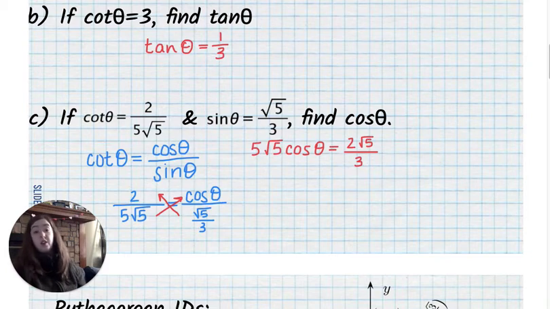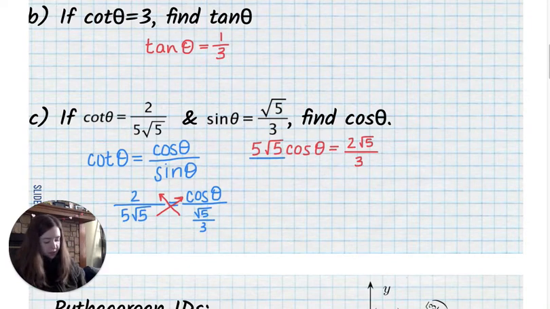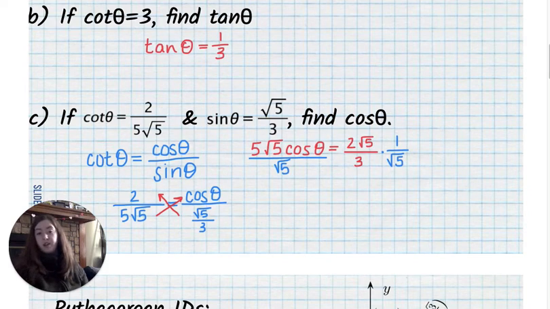So let's start solving for cosine. The first thing I want to do is get rid of that square root 5 because it's just a little bit icky. So I'm going to divide by the square root of 5. And over here I'm going to divide by the square root of 5, disguised as multiplying by 1 over the square root of 5. Square root of 5's divide away. Square root of 5's divide away.